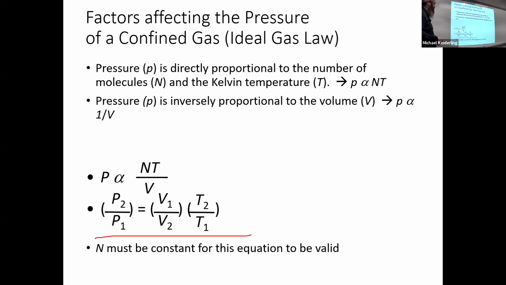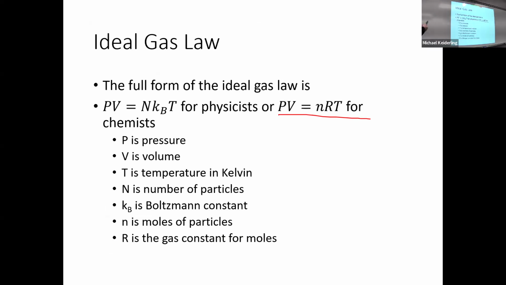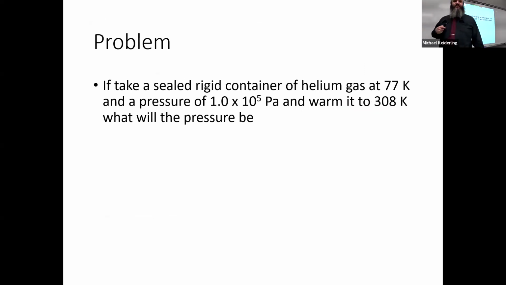So if you want to figure out what pressure is, P2 over P1 will equal V1 over V2 times T2 over T1. And this is when N is constant, but for all the problems I'll give, N will be constant. And if something is not changing, if it's fixed, that term goes to 1. Now, the full form of the ideal gas law is PV equals nRT. But you don't need to worry about that for the test.